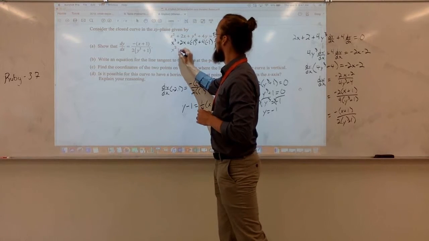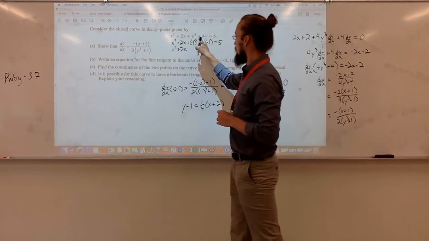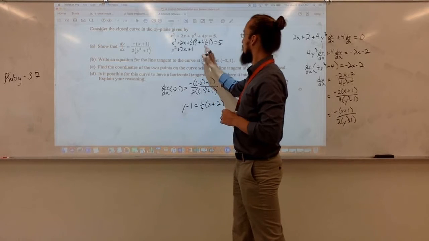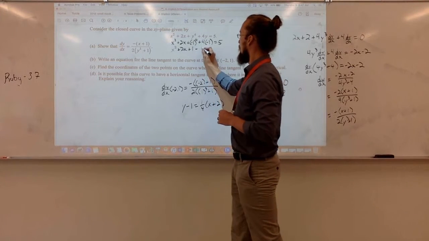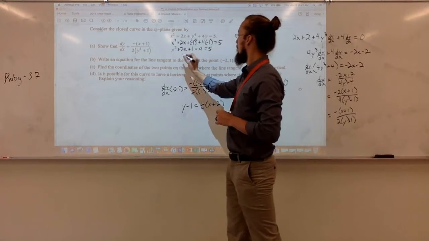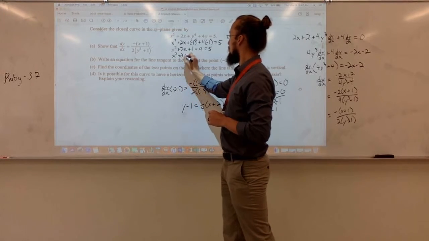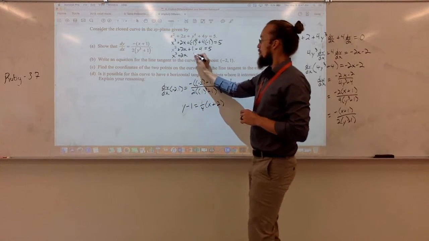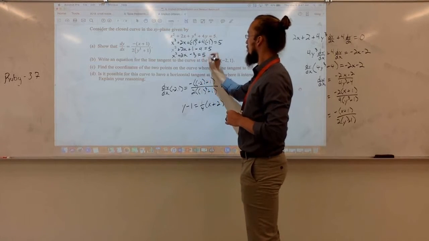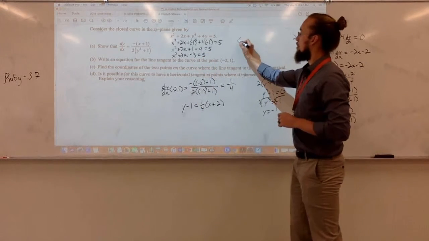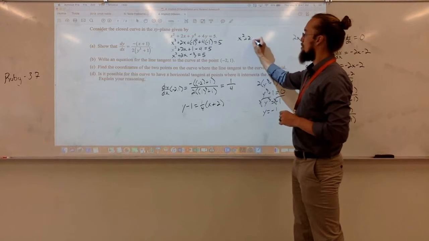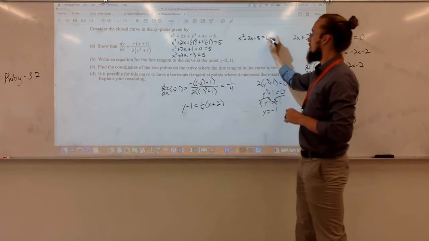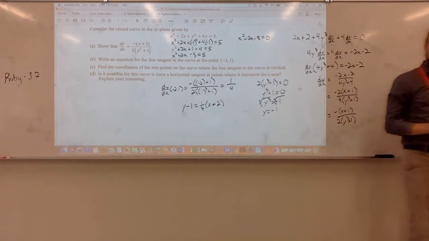So we get x squared plus 2x. -1 to the 4th would be +1. 4 times -1 would be -4. So x squared plus 2x, 1 minus 4 would be -3. Then I can subtract this 5 over. Get x squared plus 2x minus 8 equals 0.